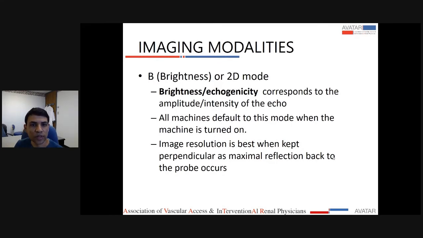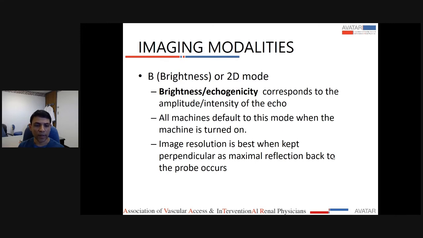Now let's move to imaging modalities. The first imaging modality that I want to talk about is the B mode or the 2D mode. The B stands for brightness. This is the default modality that the machine falls to when it is turned on. With this kind of mode, the image that is produced is a black, white, and gray image. And the brightness of the image depends on the amplitude of the returning waves.